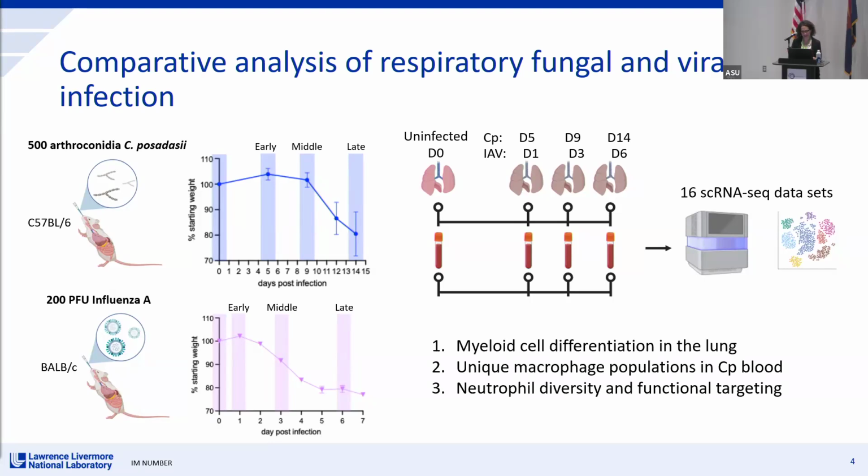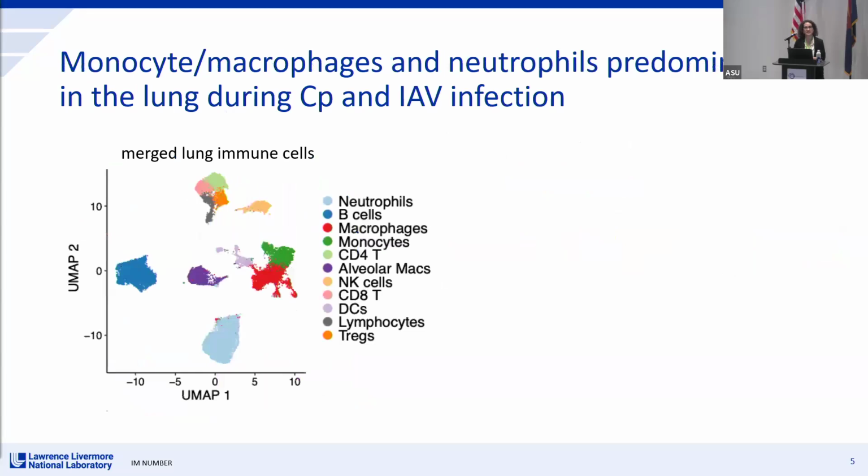For the purpose of this talk, I'm going to highlight 3 features of our data, including some myeloid cell differentiation in the lung, some unique macrophage populations that we identified in the cocci blood, as well as some neutrophil diversity and functional targeting. Here is a UMAP plot showing merged immune cells from all the different data sets that we looked at. I'm going to highlight just these 2 cell clusters, the macrophage monocytes and the neutrophils, which I'm going to mostly talk about today.